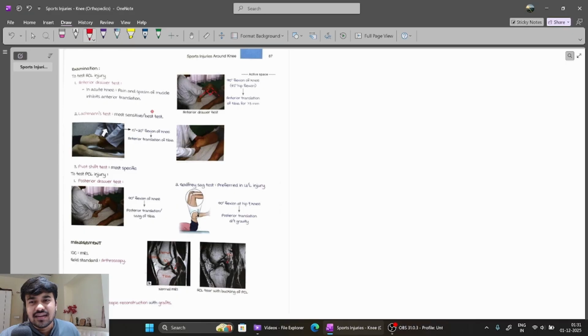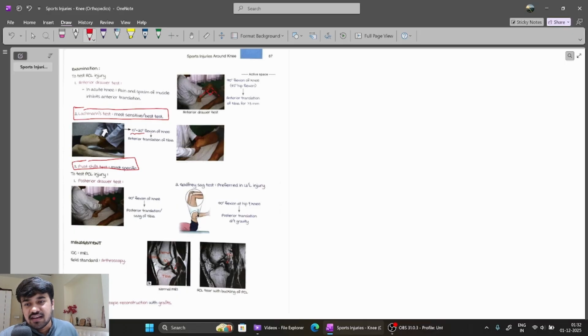That's why anterior drawer test is not so sensitive a test, and the best test is in fact Lachman's test. This is similar to anterior drawer test, except in here the anterior translocation of tibia is done at a 15 to 20-degree flexion of knee, compared to anterior drawer test where we do the same maneuver at 90-degree flexion of knee. So Lachman's test is the best test or the most sensitive test for ACL tear. Then we have the pivot shift test. This is the most specific test for ACL injury, right?